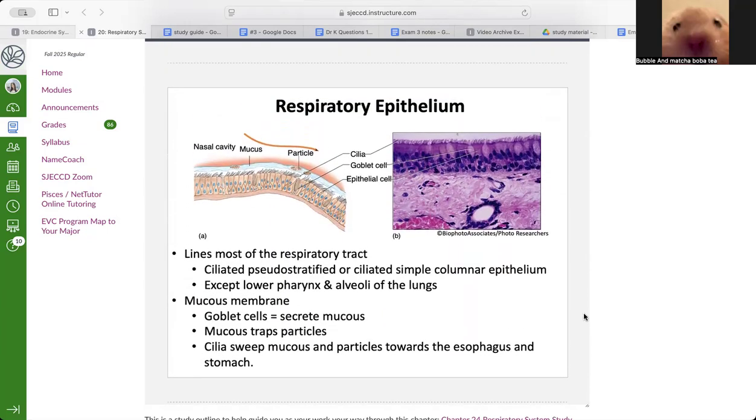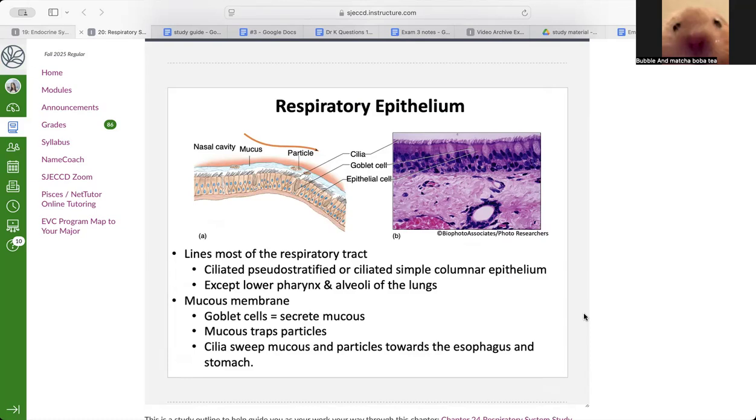So respiratory epithelium is used to describe any mucous membrane that lines the respiratory system. It is ciliated pseudostratified, or ciliated simple columnar epithelium. It is everywhere except the lower pharynx and the alveoli of the lungs. The pharynx has stratified squamous epithelium, and the alveoli have simple squamous epithelium. Most of the respiratory epithelium is mucous membrane, meaning it has a lot of goblet cells to secrete the mucus. Your mucus is important to trap the particles.